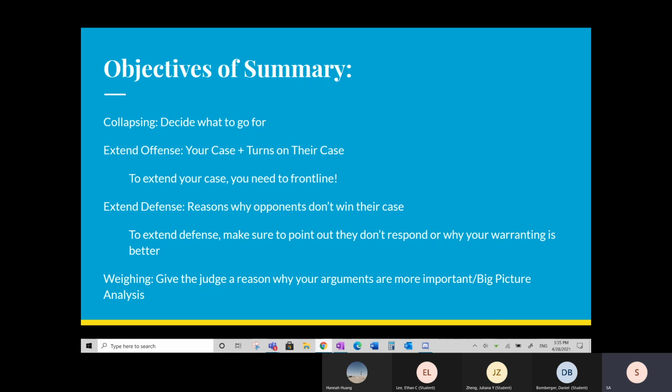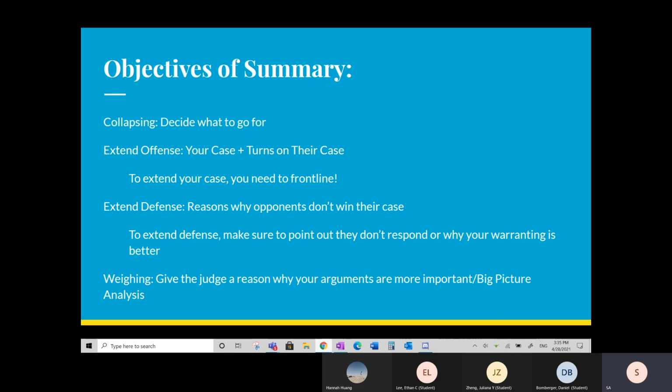And in order to extend your case, you also need to frontline, which just means defend your case against your opponent's rebuttals, right? So you need to make sure to extend your offense, but also frontline. And then the next thing after extending offense is extending defense, which is basically reasons why your opponents don't win their case.